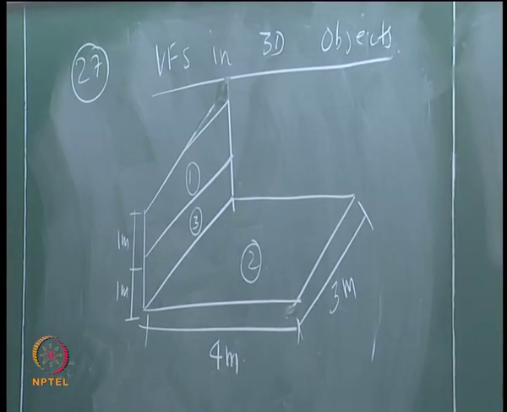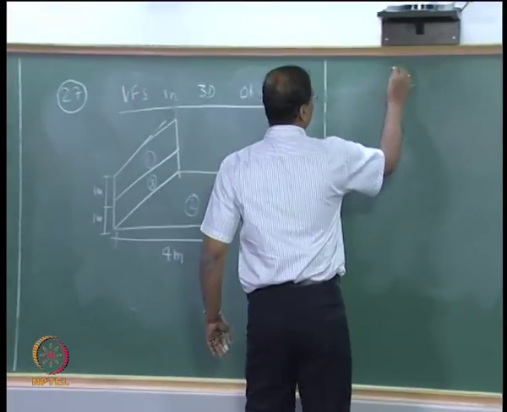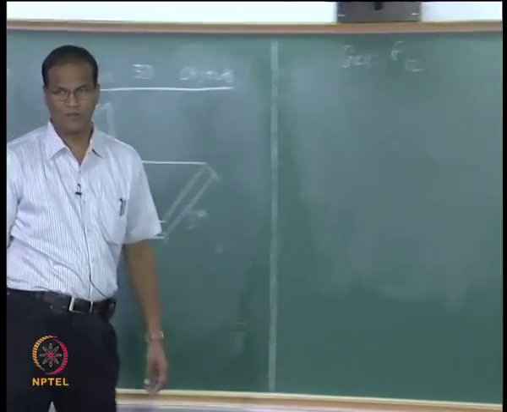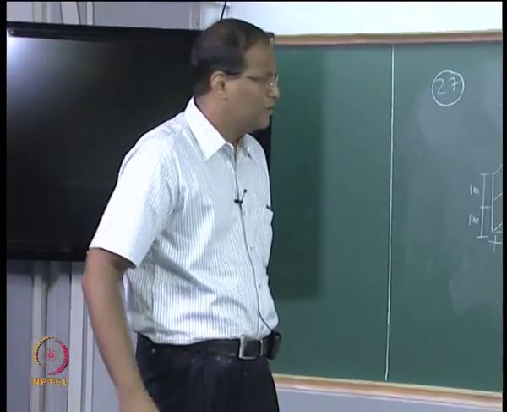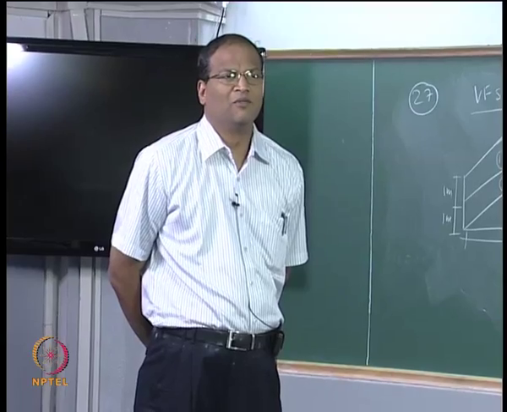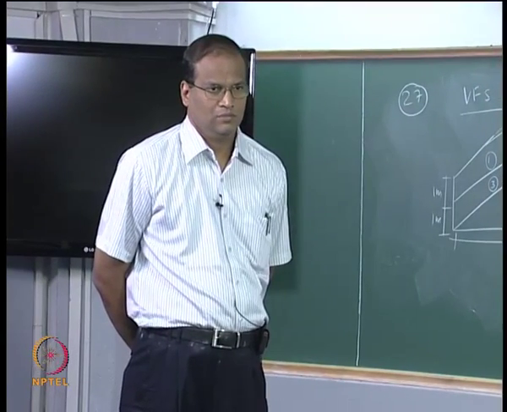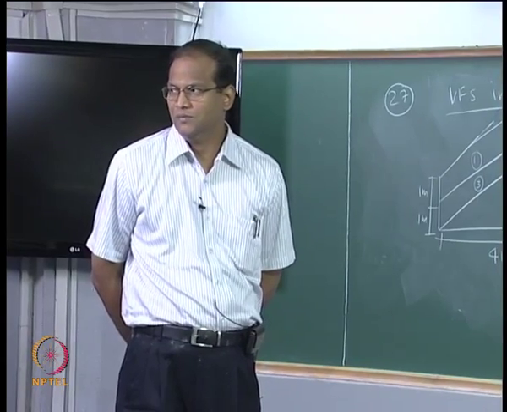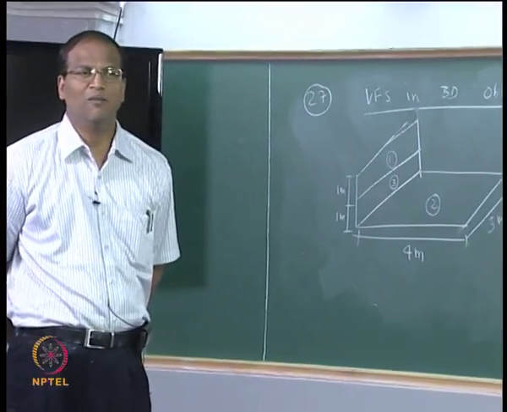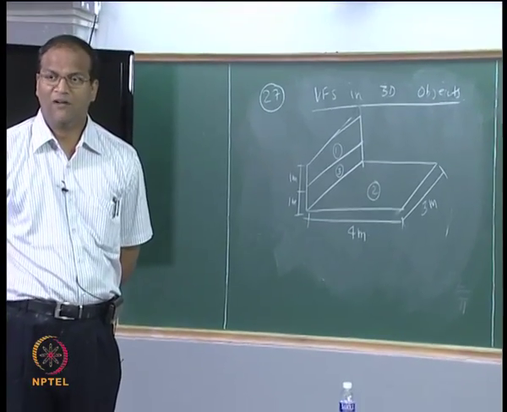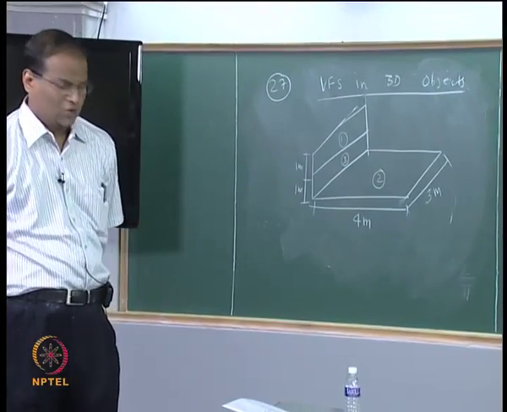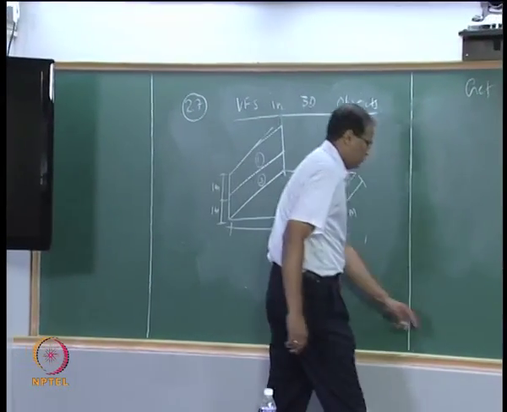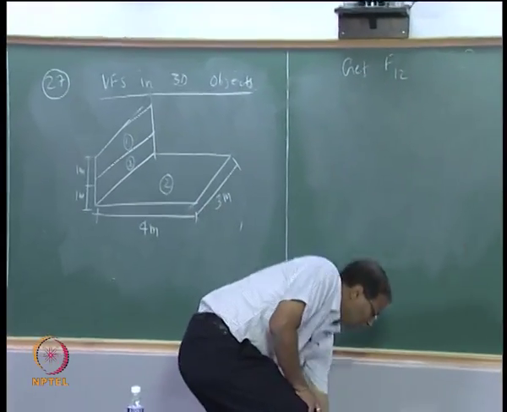We want to get F12. The beauty is F12 cannot be obtained directly from the charts. F13 to 2 can be obtained, or F2 to 13 can be obtained. So before starting off, you have to remember a very important thing, which is called the decomposition rule. Please look at the board.